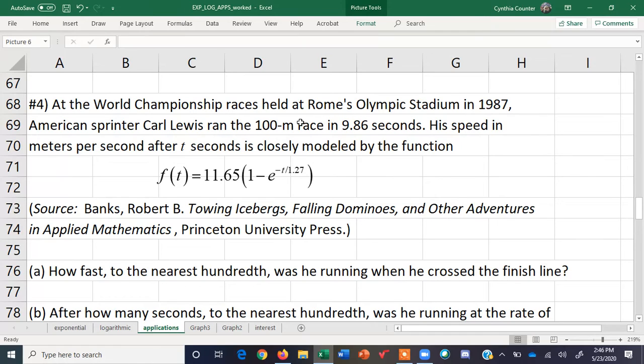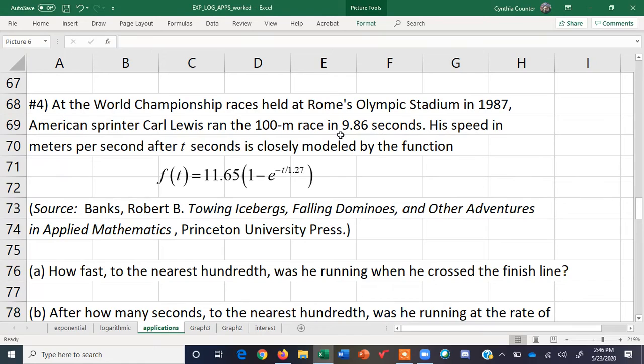Well, at the World Championship races held at Rome's Olympic Stadium in 1987, American sprinter Carl Lewis ran the 100-meter race in 9.86 seconds. So when he's starting the race at time t equals 0, he's at rest. His speed in meters per second after t seconds is closely modeled by this function here, 11.65 times parentheses 1 minus e to the negative t divided by 1.27 this time. So how fast, to the nearest hundredth, was he running when he crossed the finish line?